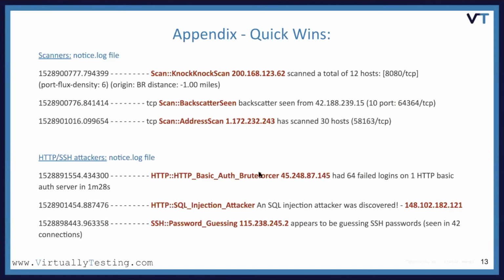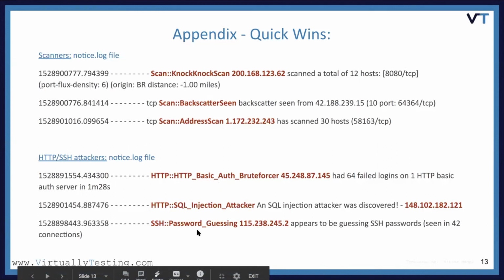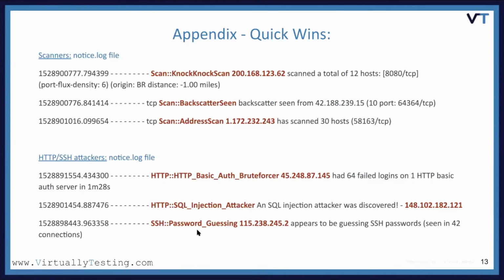And it shows that it was an automated attack, because nobody can have 64 different logins in 1 millisecond on one server. And these three, the SQL injection attacker and password guessing, I didn't do anything. These scripts come with Zeek and they're enabled by default. So if someone is trying to brute force your network, or trying SQL injection attacks, or SSH password guessing, these logs will show up in your notice.log.